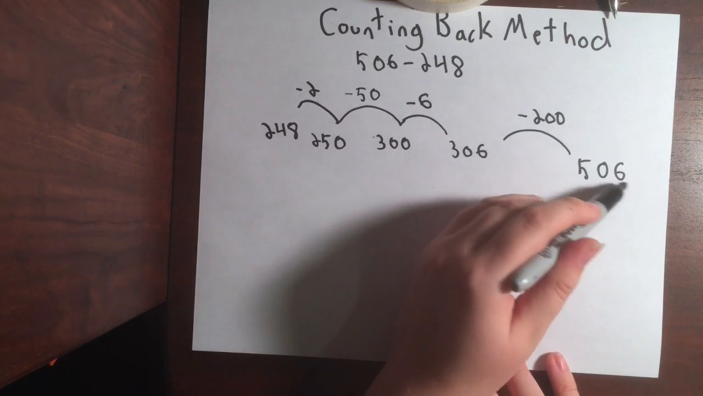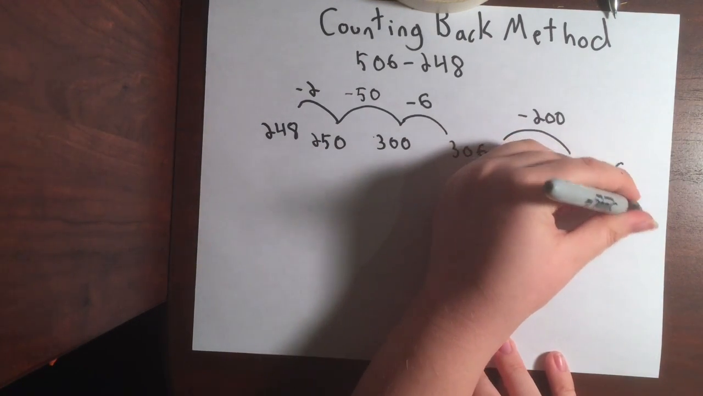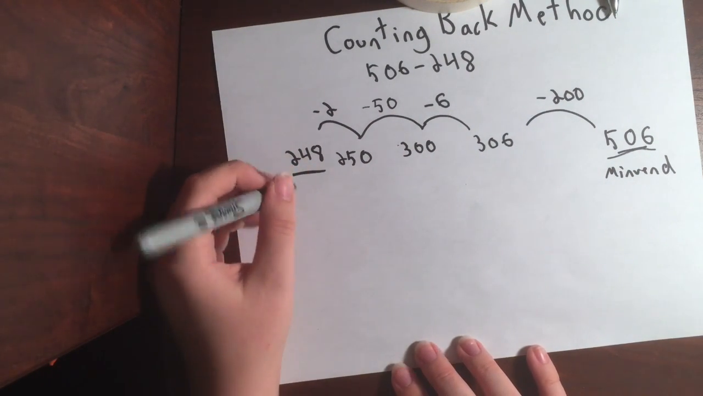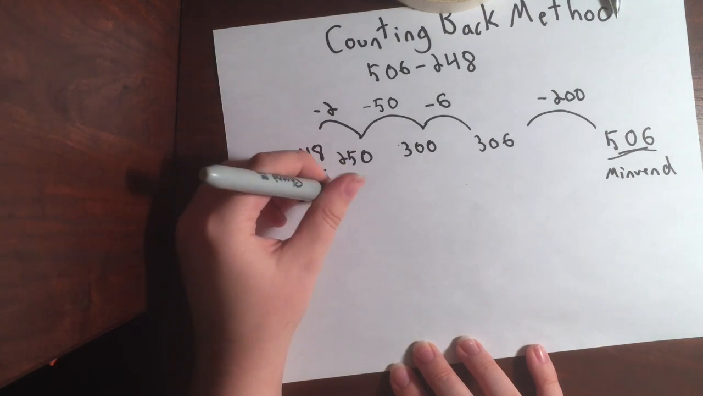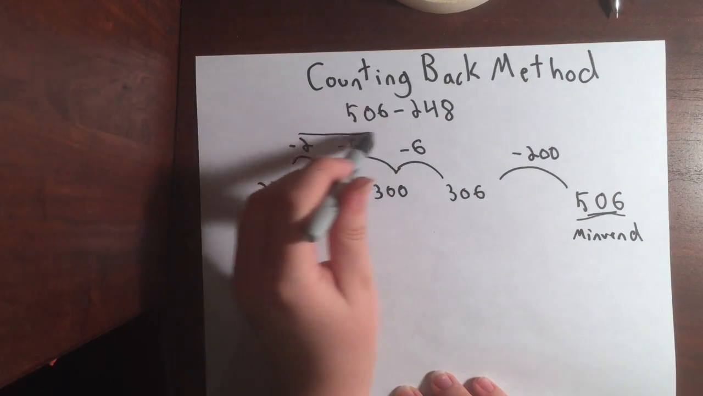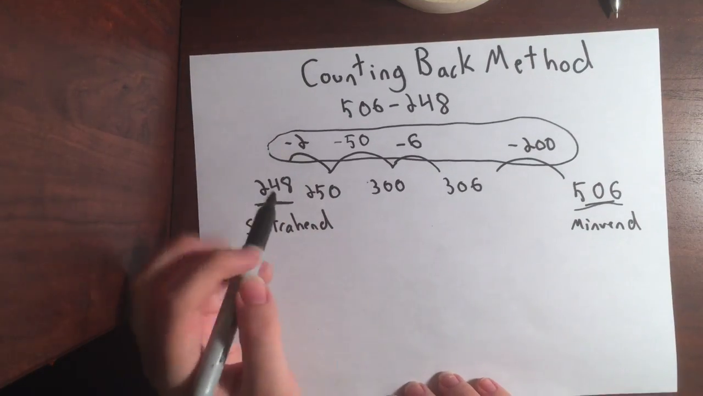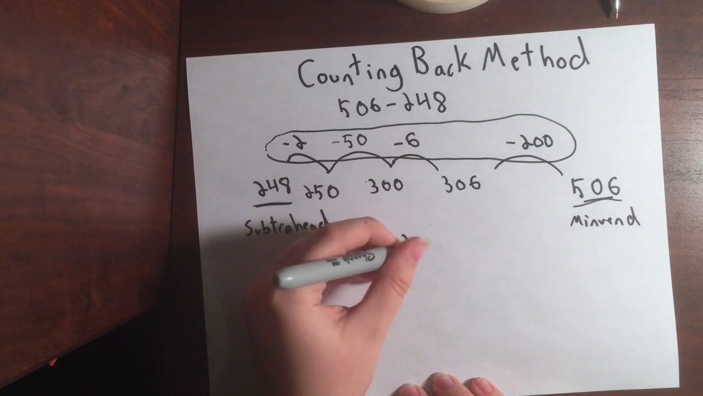So we have successfully counted back from 506, our minuend, all the way to our subtrahend, 248. We've also found our difference. As is right now is not very useful to us, so now we need to combine it together using addition and find our difference.